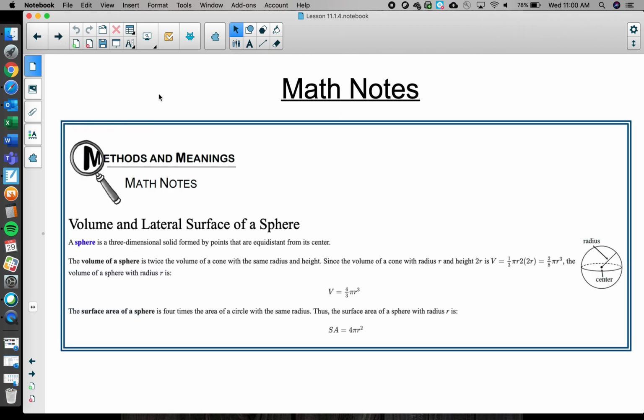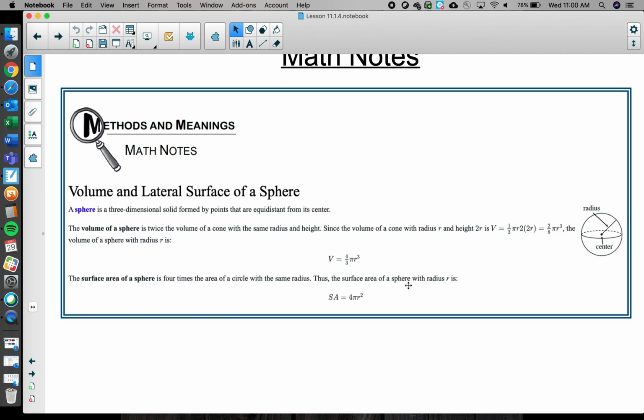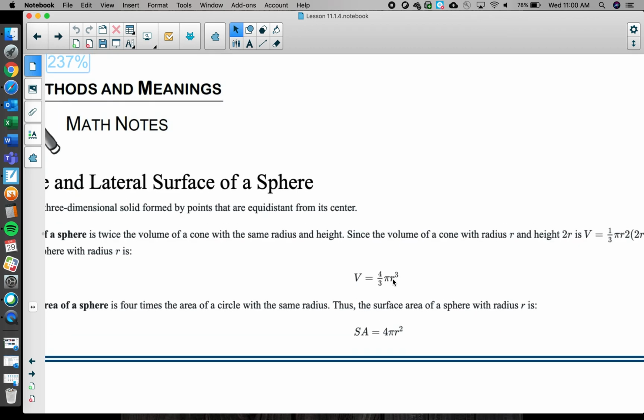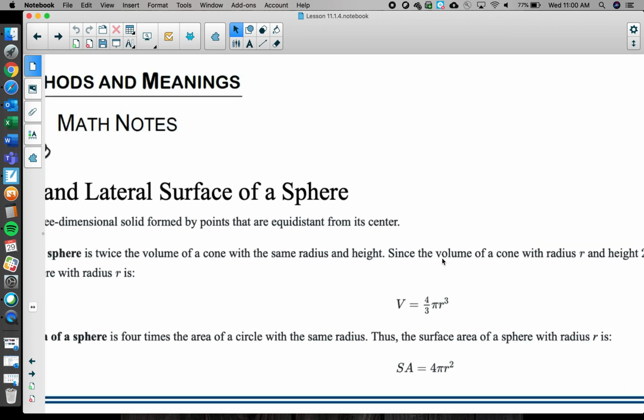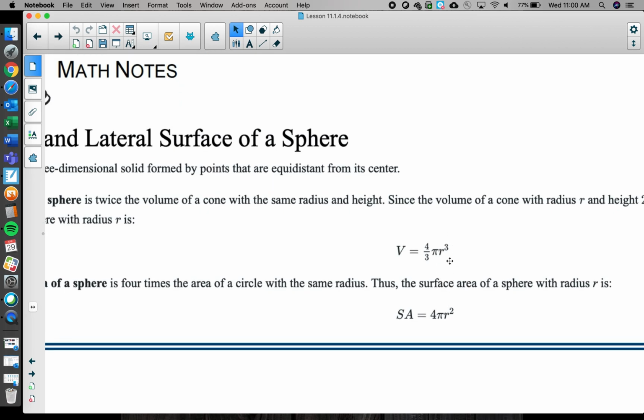Math notes as we go through. Here's the idea for a sphere. For volume of a sphere, if we were in class, we would go through and discover where these formulas are coming from, and we would talk about that. Because we're not, I'm going to just get straight to the point. To find the volume of a sphere, you have 4/3 times pi times the radius cubed. So be careful that you're not just squaring. It's the first time we're cubing that.